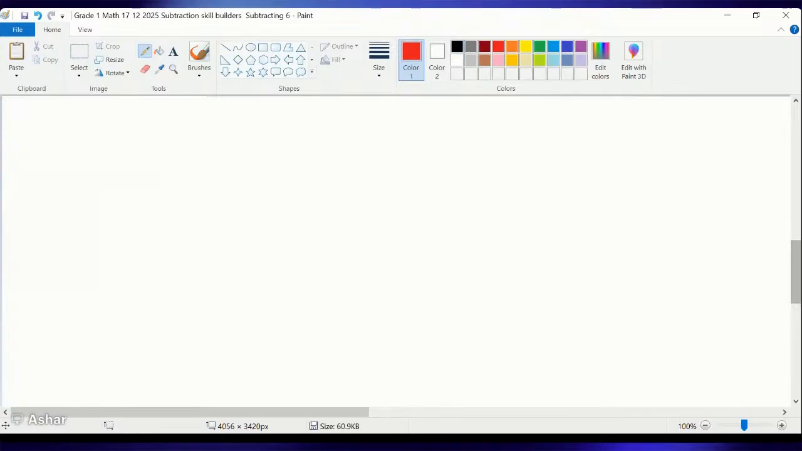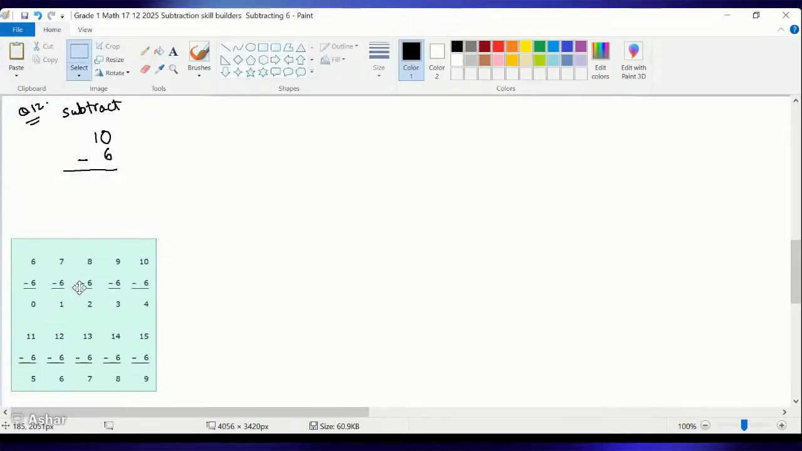Okay, so if we say question number 12, it says subtract 10 minus 6. So out of 10, if we need to subtract 6, how to remember? We can remember through the values. We have a grid of values. We can remember through the grid. I'll paste the grid over here. Through this we can find.